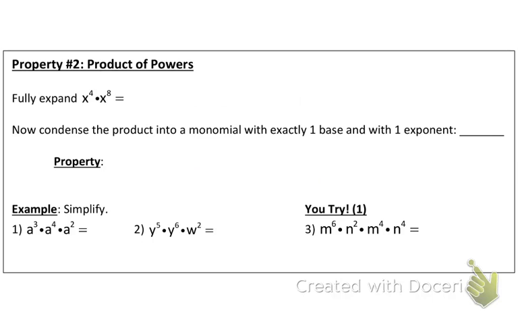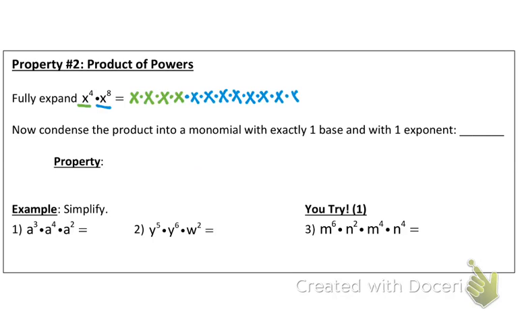In Property 2, we're going to be learning of the product of powers. But first, let's fully expand the expression x to the 4th times x to the 8th. So what does that look like? That means that we have 4 copies of x from our x to the 4th times 8 copies of x from our x to the 8th. These are all being multiplied together.